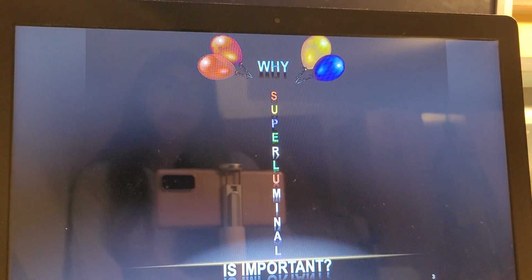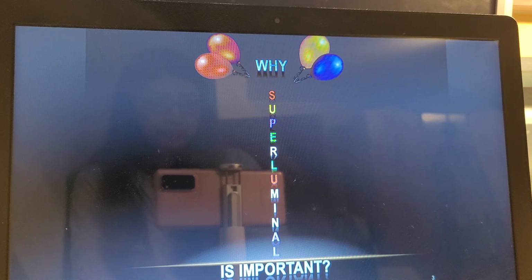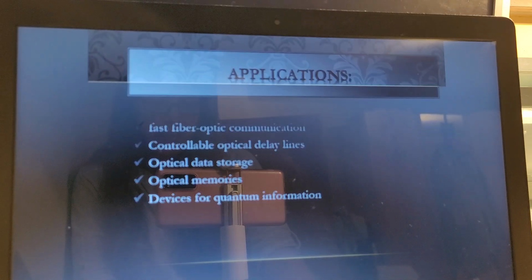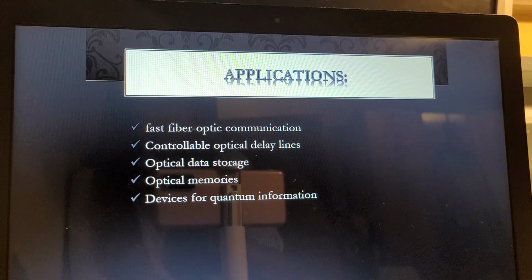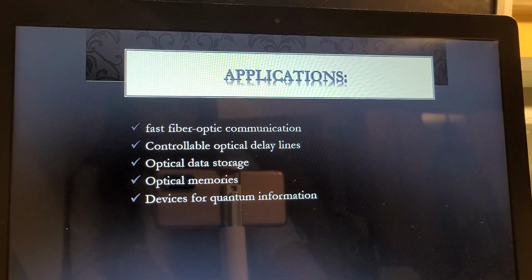Why superluminal is important? Because of its applications. Superluminal has some application in fast fiber optic communication, controllable optical delay lines, optical data storage, and optical memories, devices for quantum information.